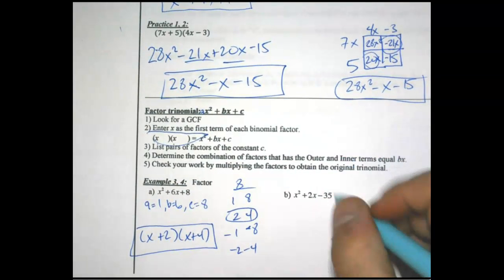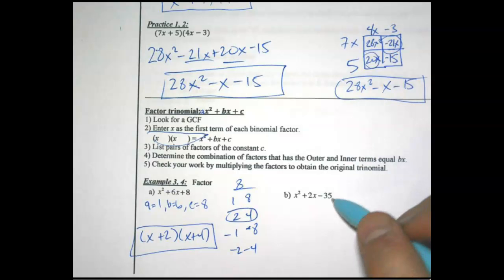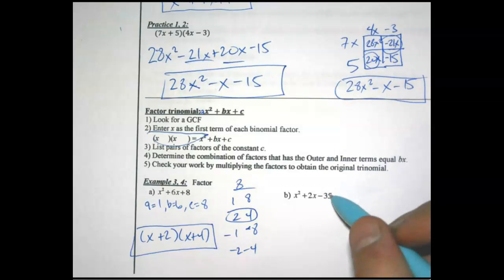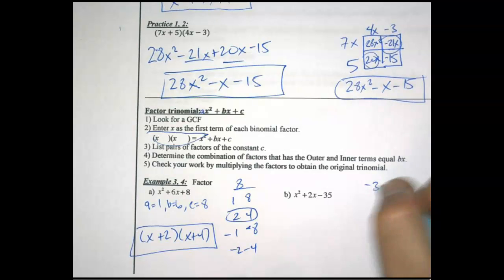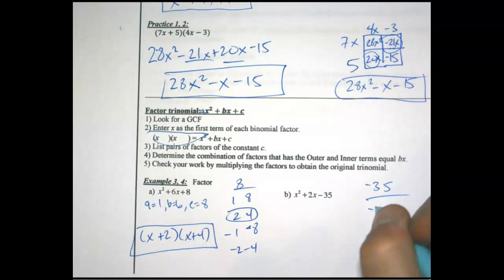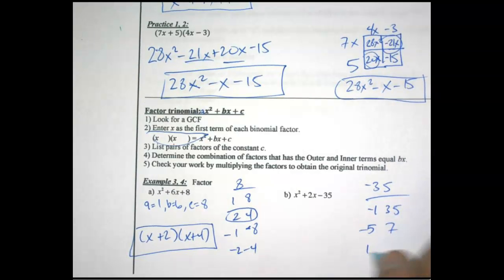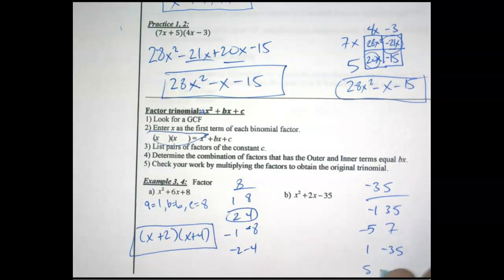Same thing here. You could just use mental math, like for example, two numbers I can multiply to get negative 35 that add up to 2. 7 times negative 5, right? So you could just think of them sometimes. 7 times negative 5 is negative 35, but 7 plus negative 5 is positive 2. So anyhow, you can make a list if you wanted to. Negative 1 times 35, negative 5 times 7. You can switch the signs, positive 1 times negative 35, or positive 5 times negative 7.